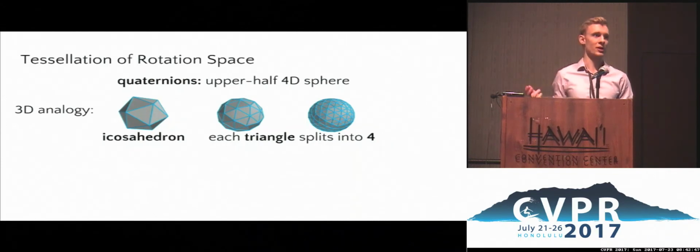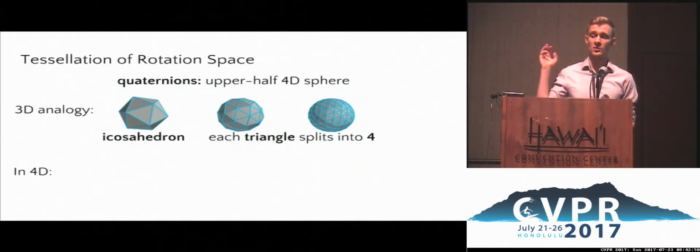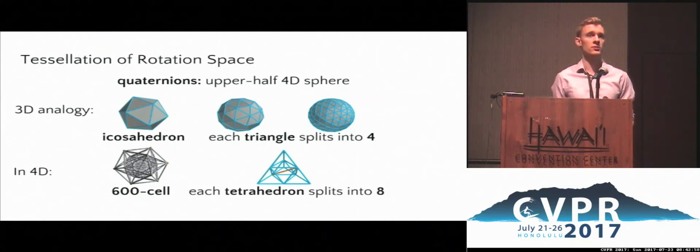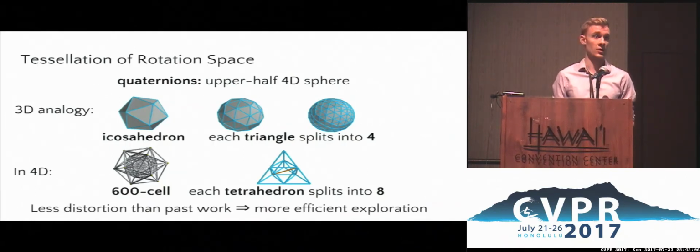Now, of course, we're actually working in 4 dimensions. So in 4 dimensions, we start with the 600 cell, which tessellates the 4-dimensional sphere with tetrahedra. And when we refine our tessellation, each tetrahedron splits into 8. This tessellation is similarly uniform to the 3-dimensional analog, and the reduction in distortion of our tessellation compared to past work leads to more efficient exploration and global optimization.